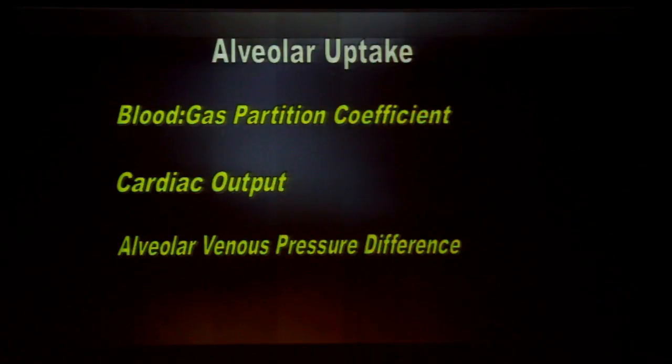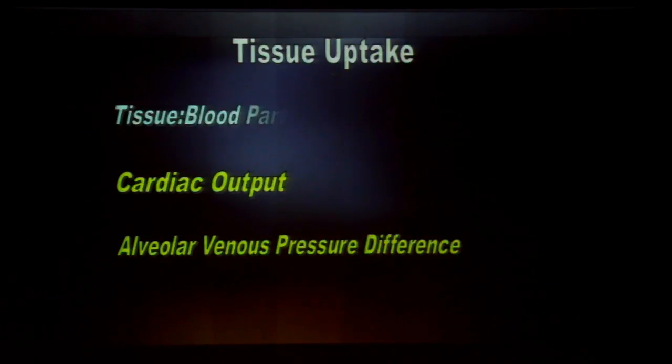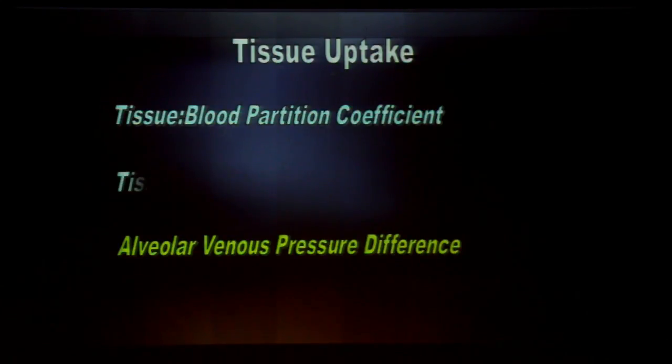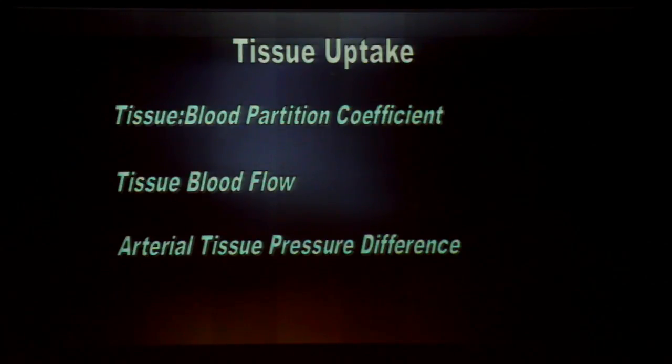What about your tissue uptake? It is all related to what we have talked. So instead of blood gas partition coefficient, it is the tissue blood partition coefficient. Instead of cardiac output, it would be the tissue blood flow which will determine the uptake, and instead of alveolar venous, it would be the arterial tissue pressure difference which will determine the uptake of the tissue.